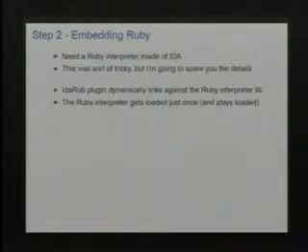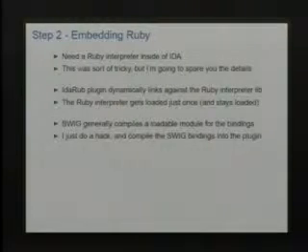So the way it works is the plugin dynamically links against the Ruby DLL. So you need a normal Ruby installation, but then that's it. And then the Ruby interpreter gets loaded the first time the plugin gets initialized, and then it just stays loaded.